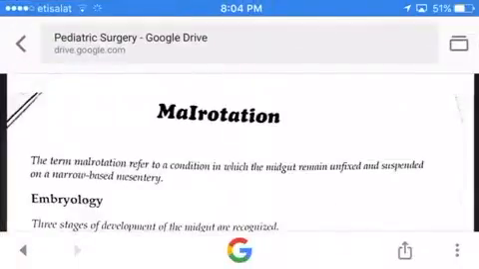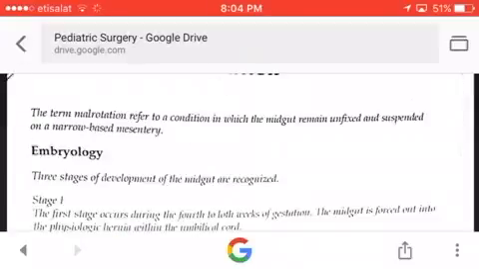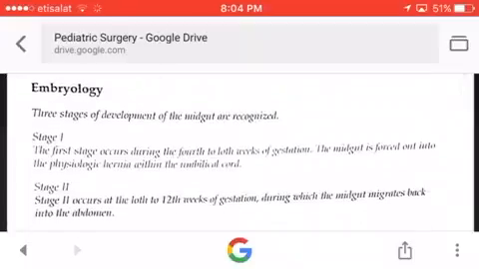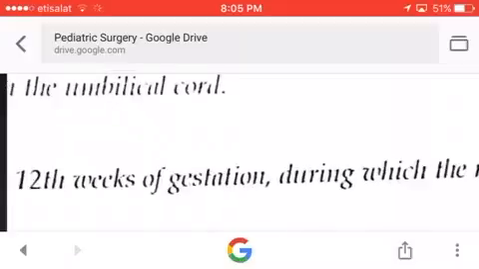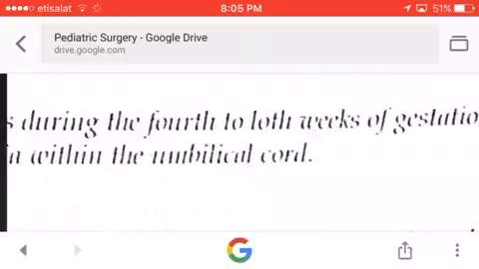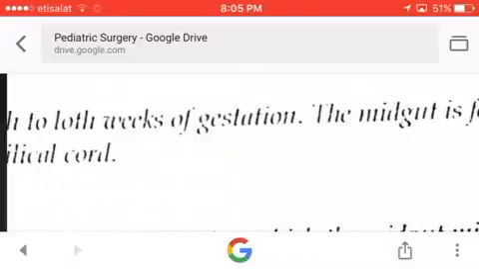The term malrotation refers to the condition in which the midgut remains unfixed and suspended to a narrow-based mesentery. In embryology, 3 stages of development of the midgut are recognized. Stage 1, the first stage, occurs during the 4th to 11th week of gestation.